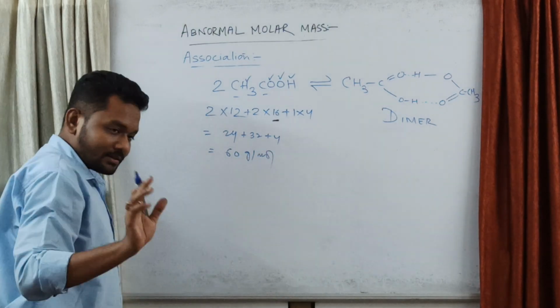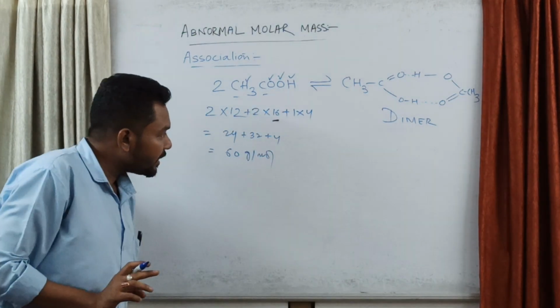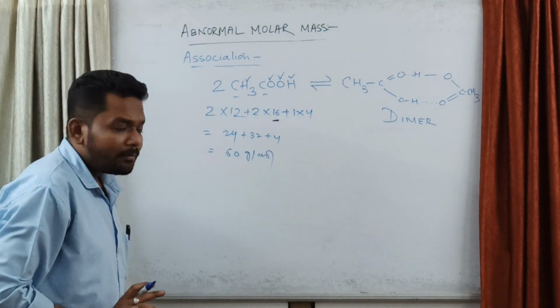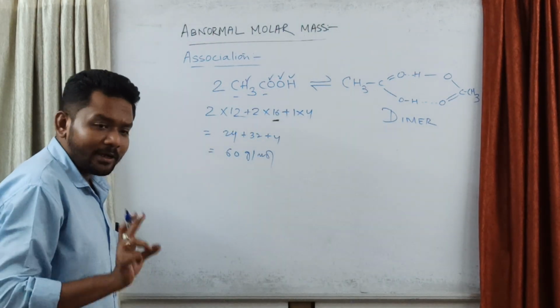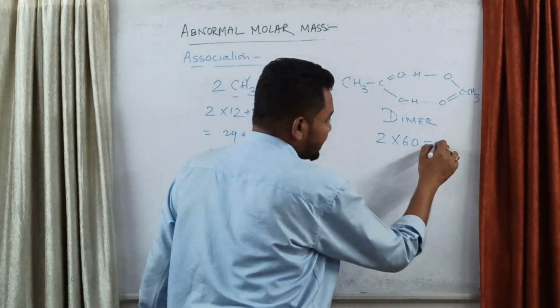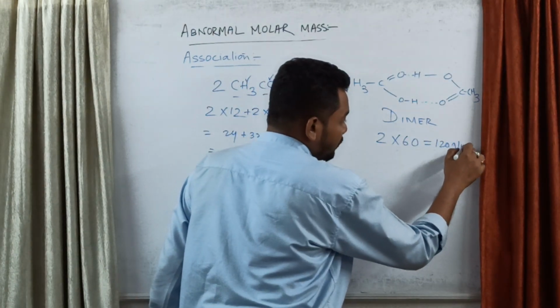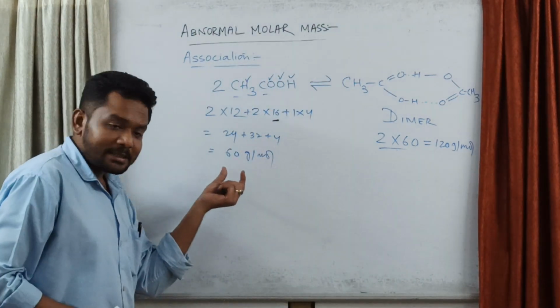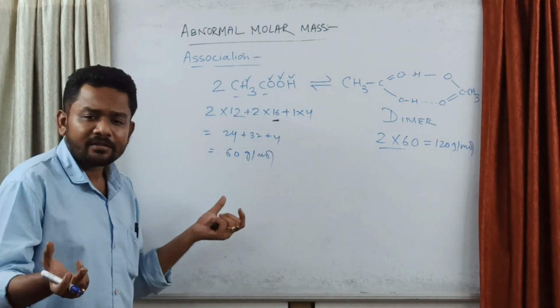So for one, just try to think. For 1 mole of acetic acid, the molar mass is coming out to be 60 gram per mole. But how many acetic acid combined here? 2 acetic acid. So originally this value is coming out to be 2 into 60, 120 gram per mole. So that sort of deviation you can see. You are thinking about only 60 gram per mole because you are thinking about only one acetic acid.